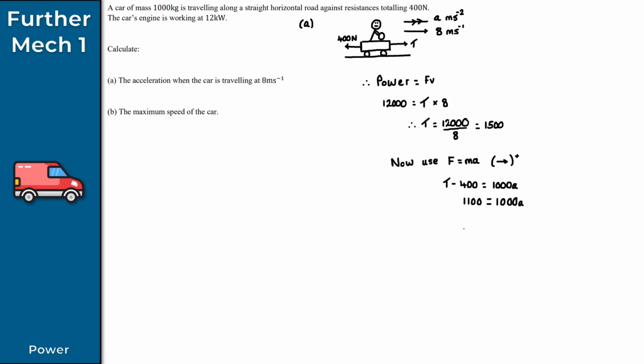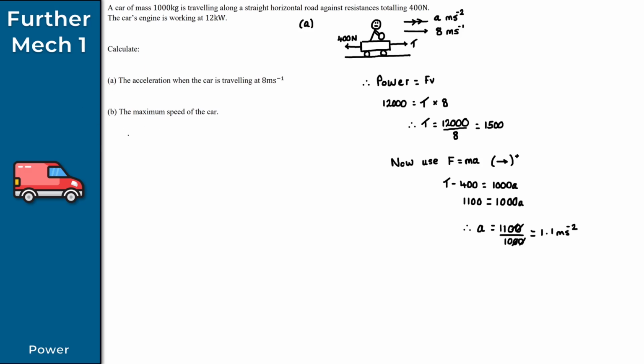And then finally, to finish with here, if we just want the acceleration A here, we just do 1,100 divided by 1,000. So 1,100 over 1,000 here. What does that give us then? Okay, 11 over 10, so 1.1 there. Perfect. So 1.1 meters per second squared there. Okay, so hopefully nice and straightforward there for part A.